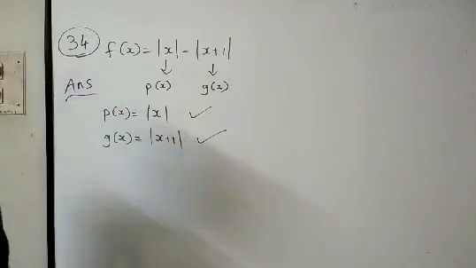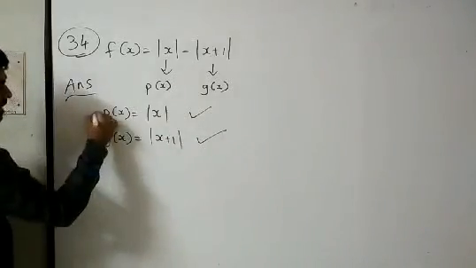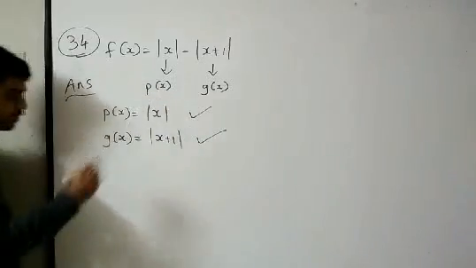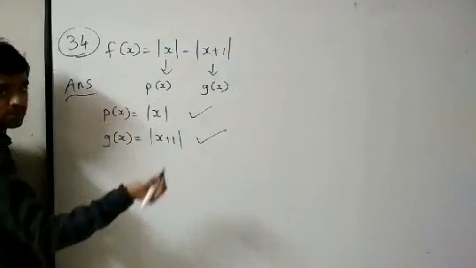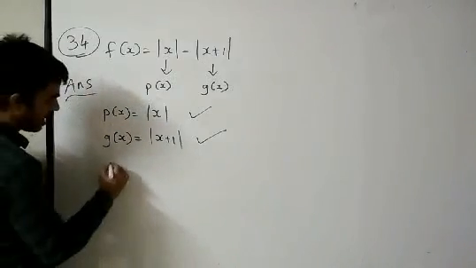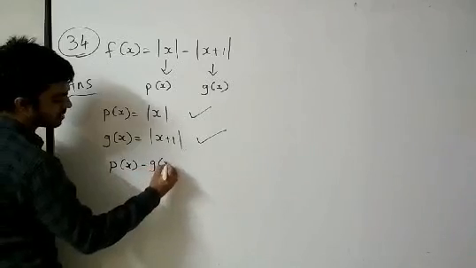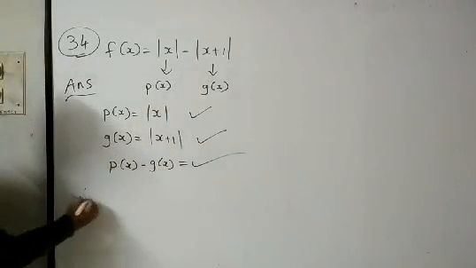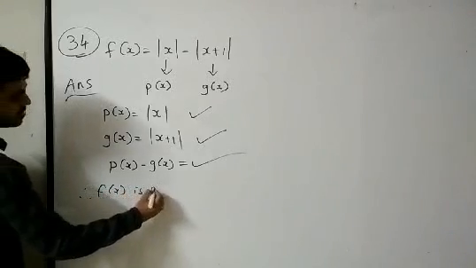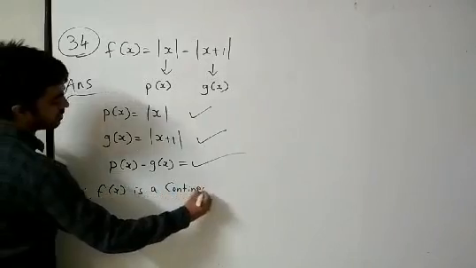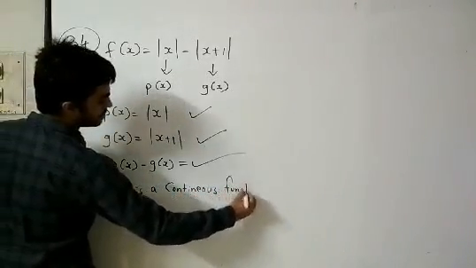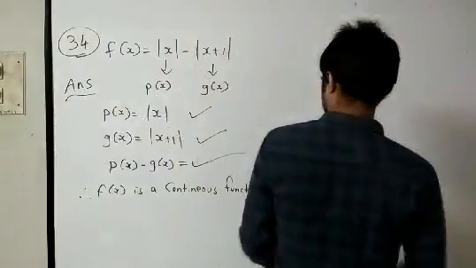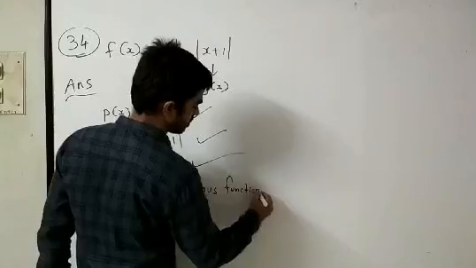Okay. How you are going to write in the exam? So here you have to take let p of x is equal to modulus x and let g of x is equal to modulus x plus 1. Now you know that if p of x is continuous and if g of x is also continuous, and if you subtract p of x minus g of x, that is also continuous function. So therefore f of x is a continuous function. Clear? Therefore, f of x is a continuous function.